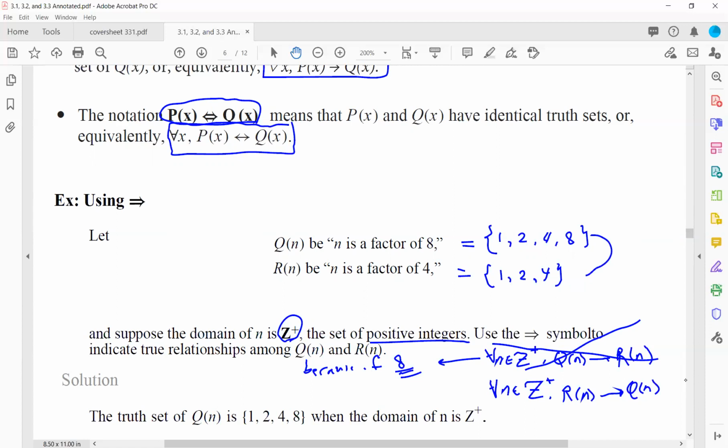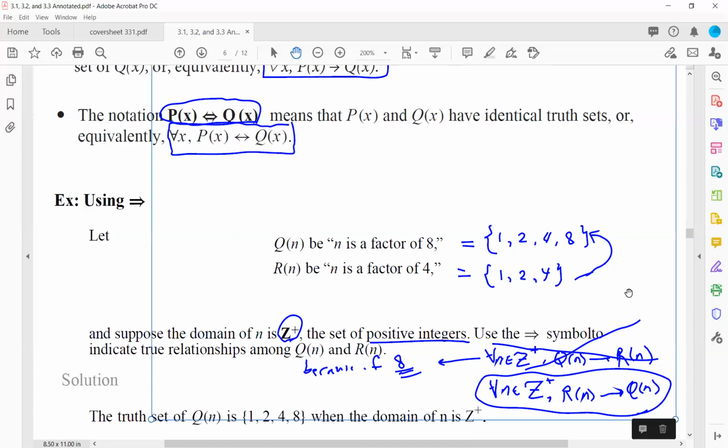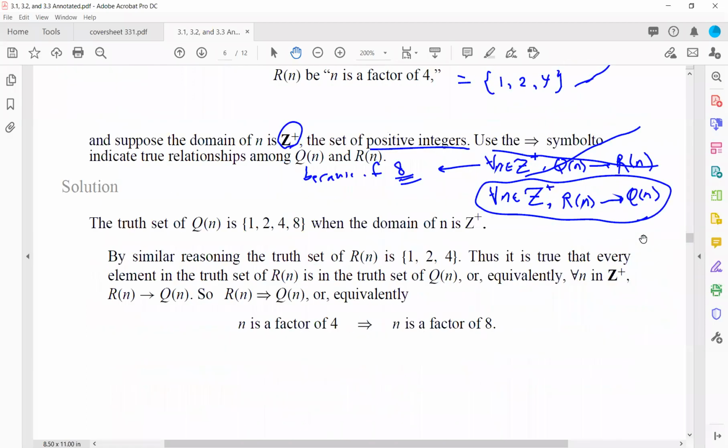If you take any random element in the truth set of Rn, that element for sure lands in the truth set of Qn. So for any n in positive integers in the domain, Rn implies Qn. Or the truth set of Rn is a subset of the truth set of Qn. Perfect. Let us continue.